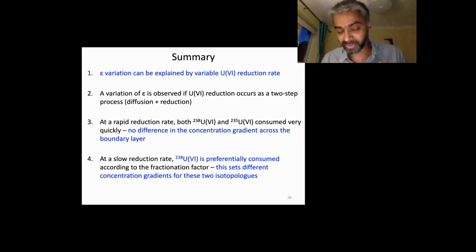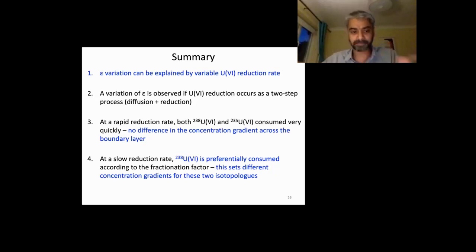The concentration gradient of uranium-238 is then enhanced because it's consumed more. So uranium-238 is diffused more through the boundary layer. In the bulk pool, we are depleting 238 and enriching 235. So this is really what's happening behind the scenes.